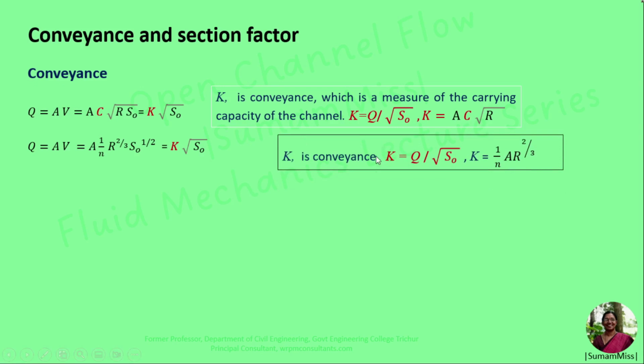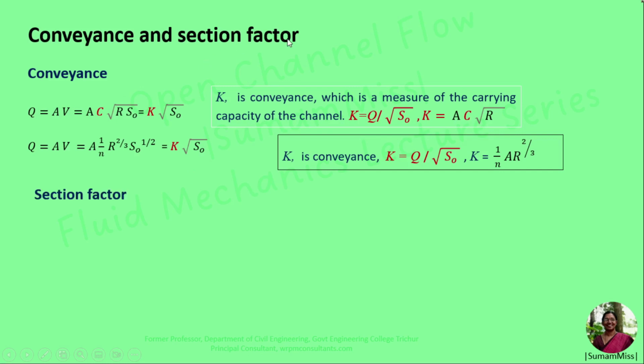So in uniform flow conditions, if the discharge and bed slope are available, then you can calculate k by using this equation, q divided by root of s naught. If channel geometry and roughness are given, you can calculate k as k equal to a c into root r, or k equal to 1 by n a r raised to 2/3. So conveyance is a measure of carrying capacity of the channel in uniform flow condition.